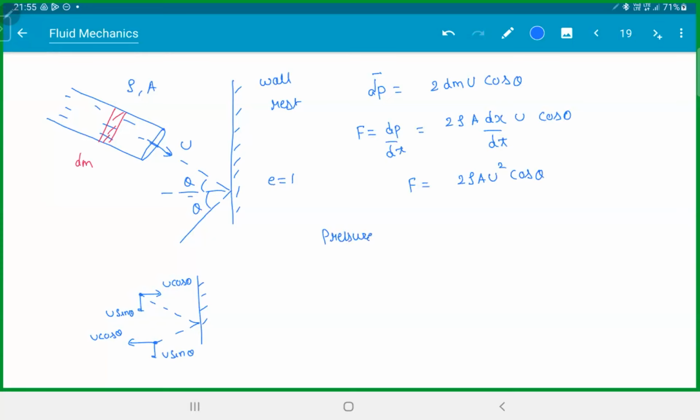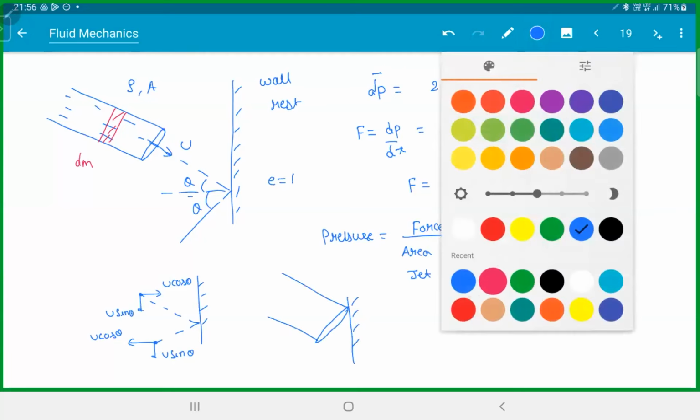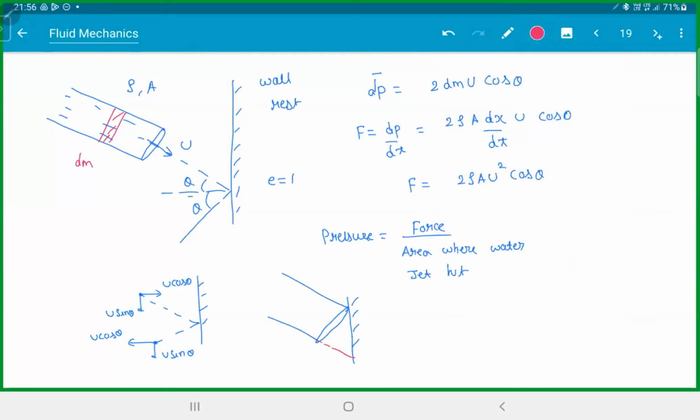Pressure, when you say force by area, it's the force by area where the water jet hits, right? It is not the area of cross section. This is what is happening. When the water jet is hitting, even though this is a water jet, the water is actually spreading over to a bigger area. Are you getting it? The water is hitting a bigger area. Is that making sense, everyone?